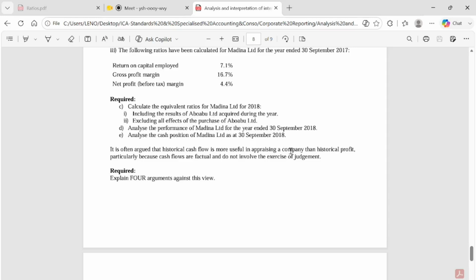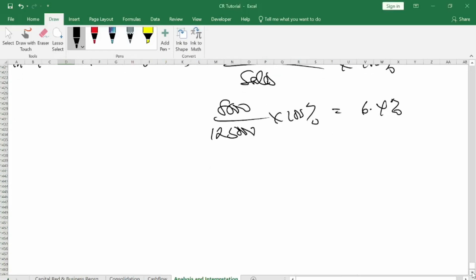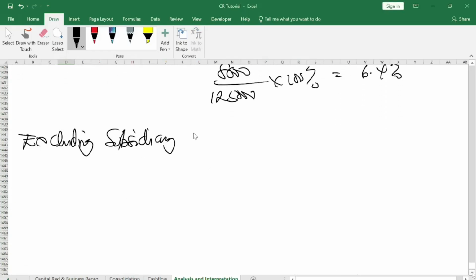Please, have you seen it? Yes, sir. The second one says excluding the what? The subsidiary. The first one is including, the second one is excluding. So how do we do that? You come there. The second one, excluding subsidiary. So what do you do?